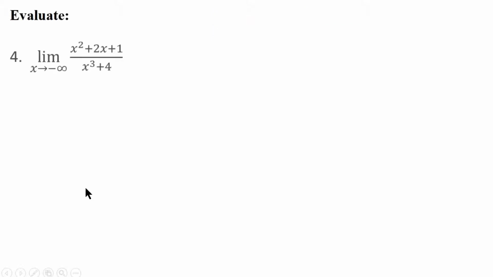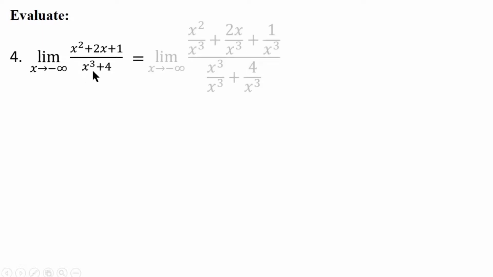Number 4, find the limit as x approaches negative infinity of (x squared plus 2x plus 1) over (x cubed plus 4). Same process. First, divide the numerator and the denominator by the highest power in the denominator. In this case, x raised to 3. So divide each term by x raised to 3 and then simplify.